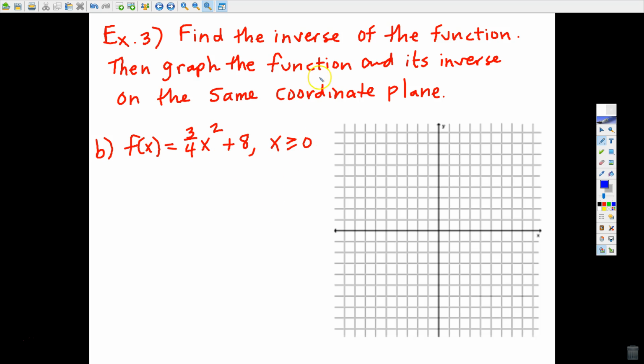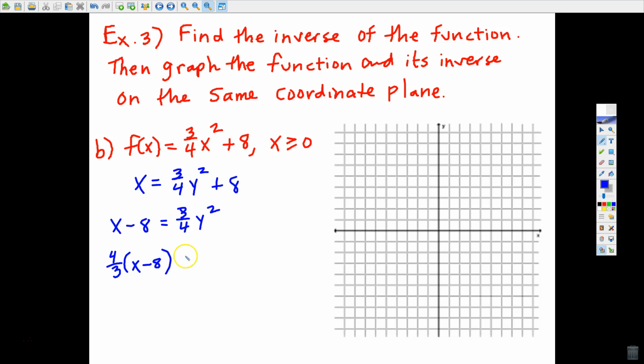Okay, so let's first of all find the inverse. And so we'll switch places with x and y and solve for y. 3/4 y squared. I'm going to multiply both sides by 4/3. I'm going to do the square root of both sides.